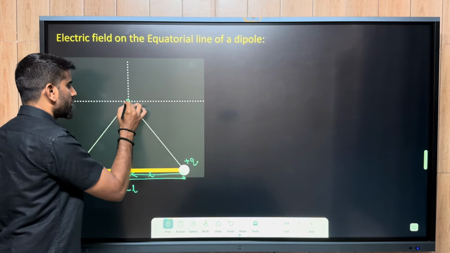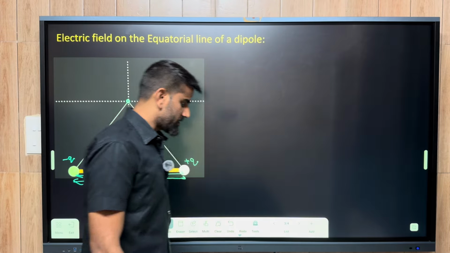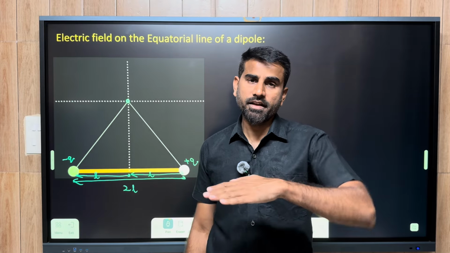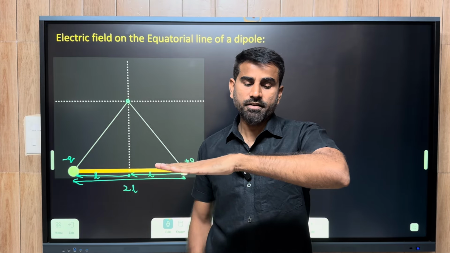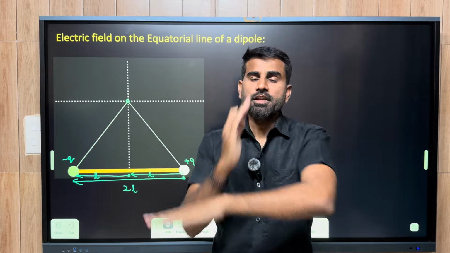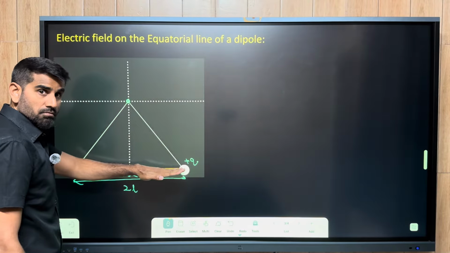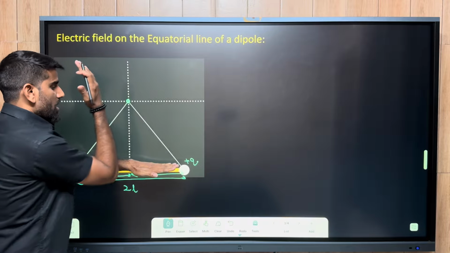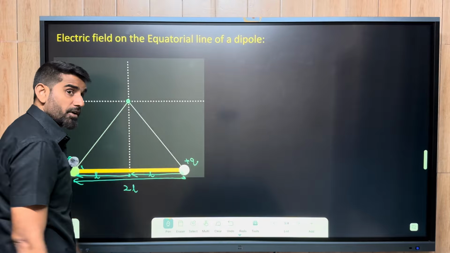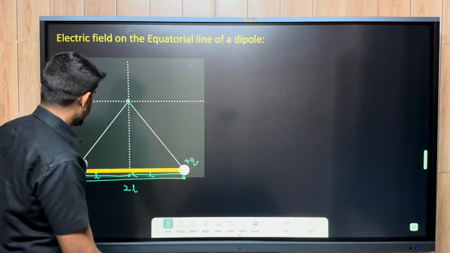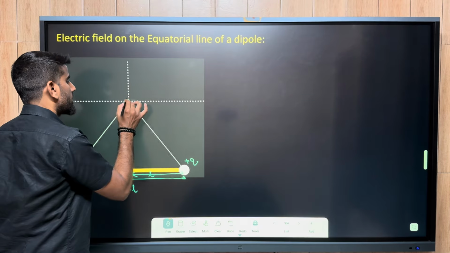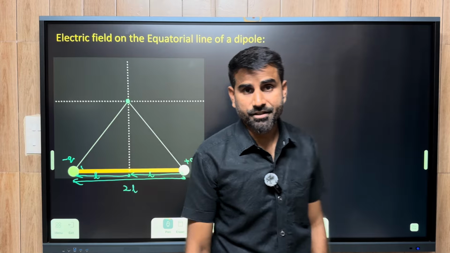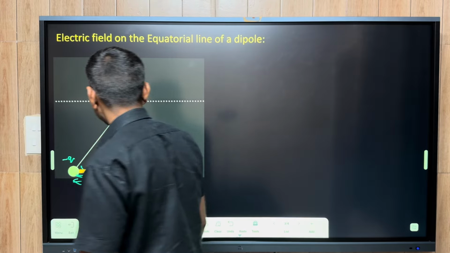Now, what is the distance to the point? What is the equatorial line? Before all these things, we have to understand what the equatorial line is. The equatorial line is the line that bisects the dipole length equally. This dipole is this one, right? We are looking at the equatorial line. That means the dipole length is to be divided in half, with a perpendicular drawn there. This is what we call the equatorial line. I have considered a point on the equatorial line. At this point I am going to derive the equation for the electric field intensity. Let us see how.